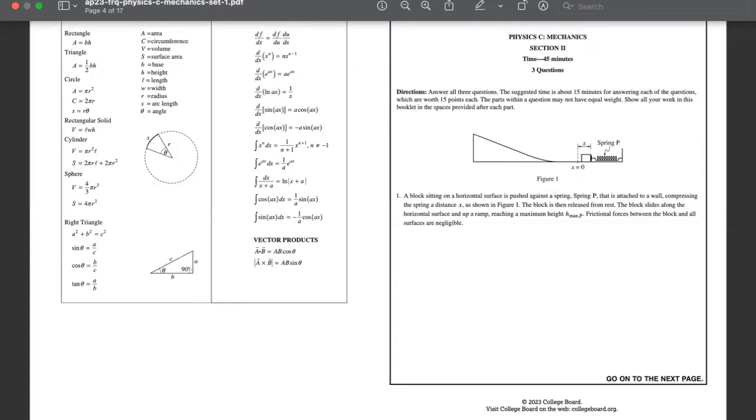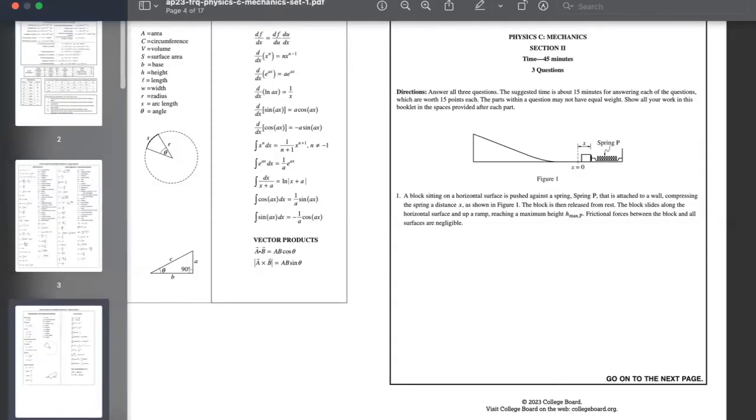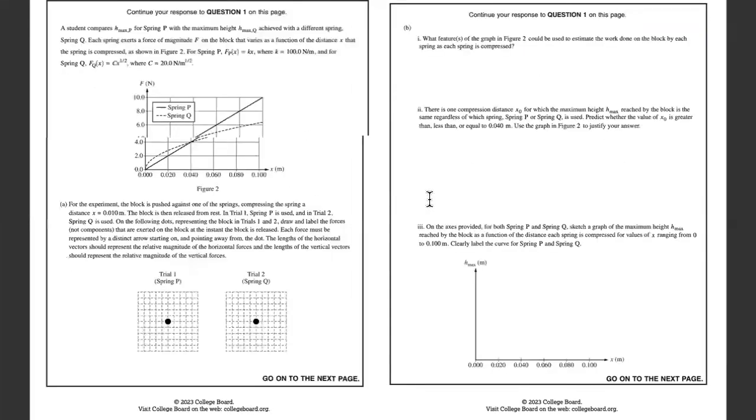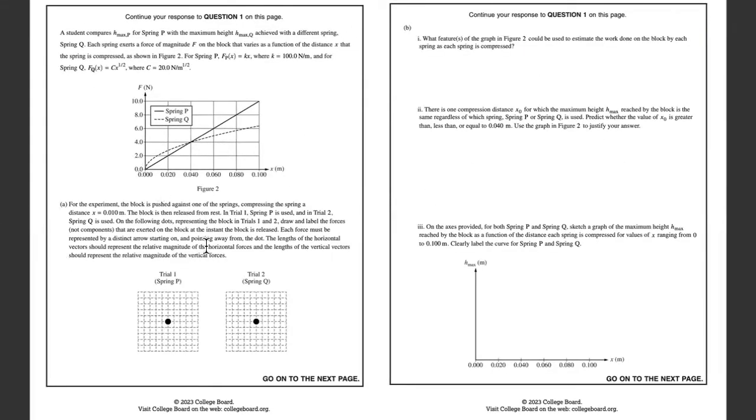All right, so taking a look at question 1, we have a block. That block is on a spring as well. We do compress it, and then that block is going to go up the ramp. So let's go on to the next page then. All right, so we do have this graph right here comparing 2 different spring forces as a function of position, and we are asked to go ahead and graph the different spring forces as well.